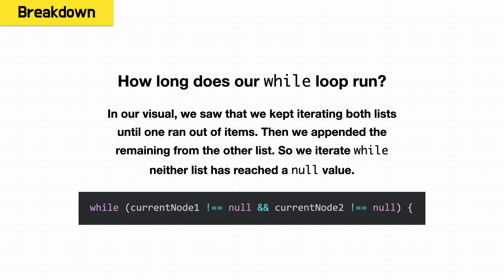So to do this iteratively, we know that we need to use a while loop. That's standard for linked list. So how long do we use this while loop? Well, we don't know the length of either linked list, so we have to just continue until we run out of nodes. And we saw that when we added all the items from that other linked list, that was the end. So once one of these linked lists reaches null, we know that we're done. And this is the terminating condition for our algorithm.